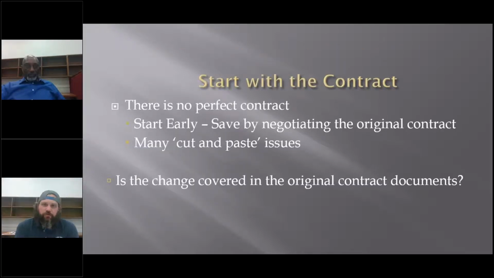So with change orders, you always want to start with a contract. There's no such thing as a perfect contract. I mean, there might be a very simple one, but I haven't seen very many. You want to start early and save by negotiating the original contract before you actually sign off on everything. As you're reading through these 15 line items on the contract, if there's things that you don't agree with as a subcontractor, now's the time you can send that back with red lines and your notes on it, and your initials, and timestamp it.